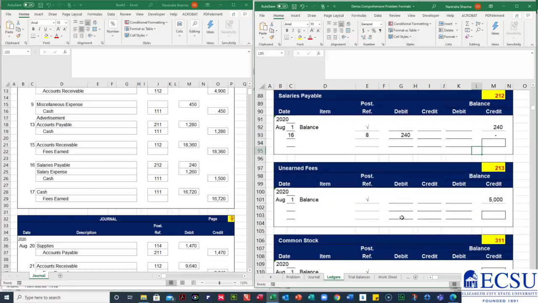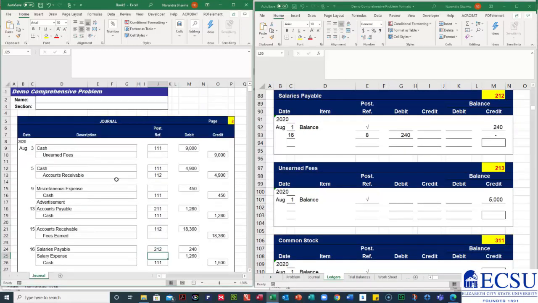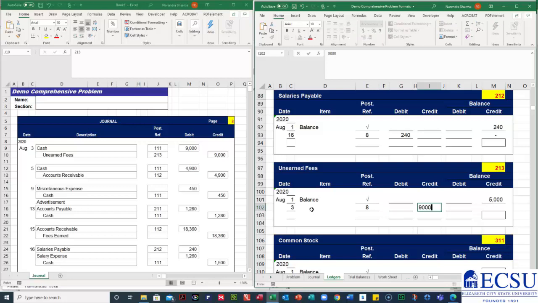Okay. Now, next is the unearned fees. There was something, I think, first transaction, yes. So this is going to be 213, and I'm going to write here August 3rd, and then the posting reference will be page 8, and a credit of 9,000. So my balance will go up, I guess. Yes, because it's a credit and a credit, so I add them up and I'll get a 14,000 new balance.